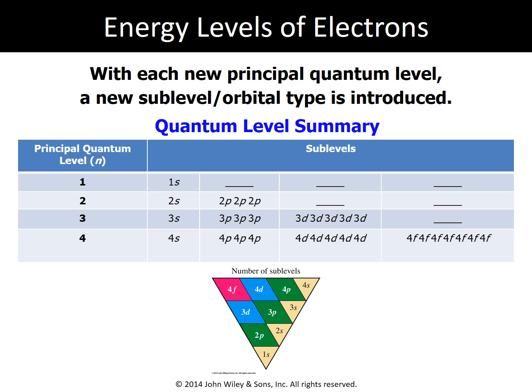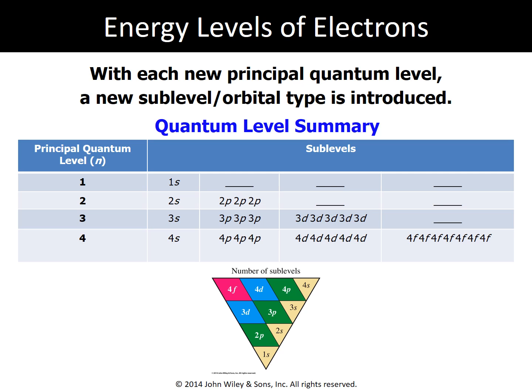And so, for example, in quantum energy level 1, we have 1 orbital, so that means we're going to have 2 electrons. In energy level 2, we have 4 orbitals, so 1 s and 3 p's, so we're going to have 8. In level 3, we're going to have 9 orbitals, so we're going to have 18. And those are the numbers I want you to know.